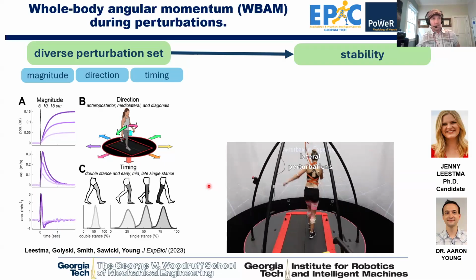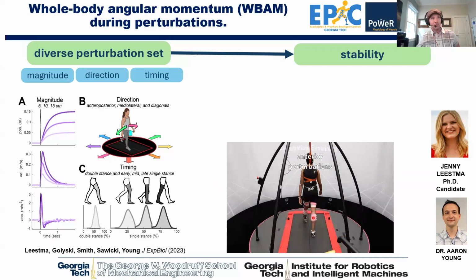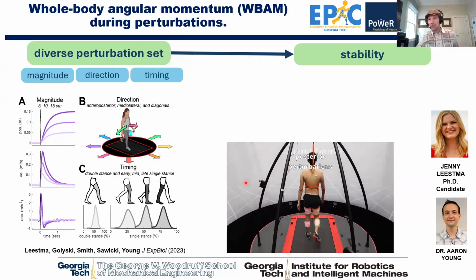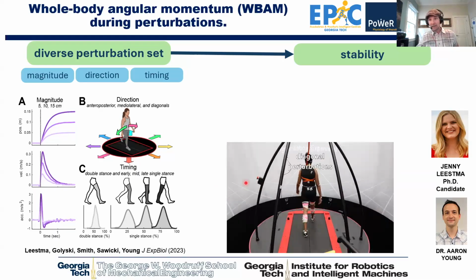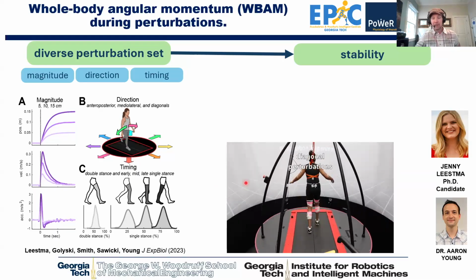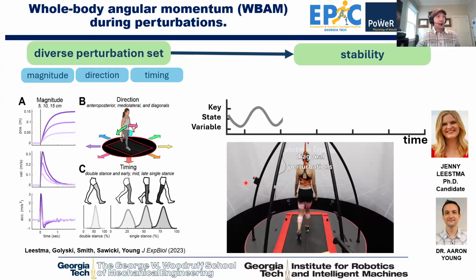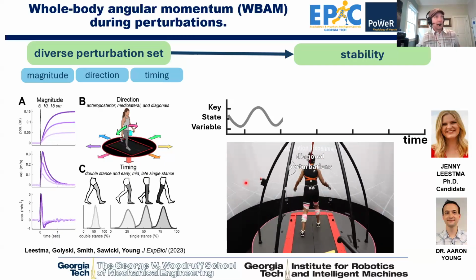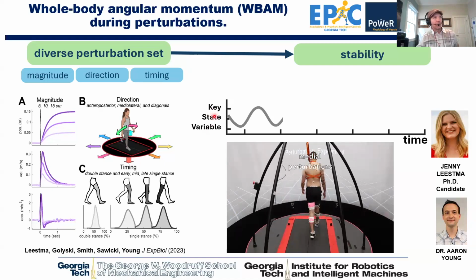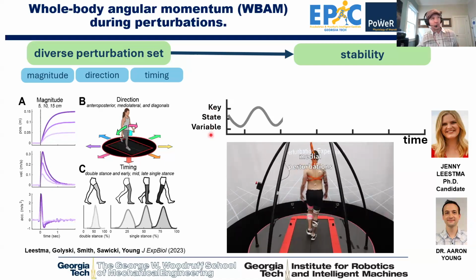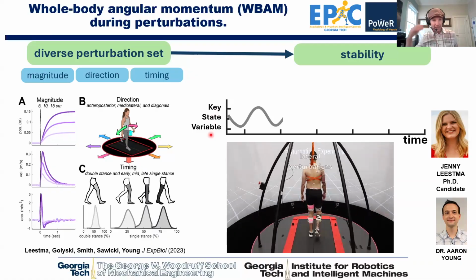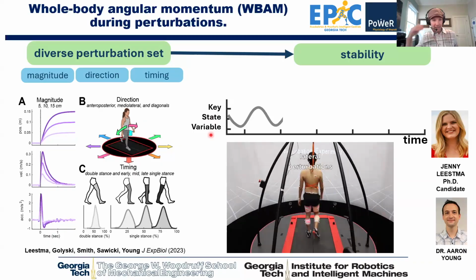And then we can observe the whole body angular momentum pre, during, and post the perturbation and check to see how well a person is able to bring their angular momentum back to some steady state. That's the idea, and that's kind of pictured here. By the way, we'll talk about this later, but I don't think it needs to be angular momentum. Some representation of the state that you can observe would be good.